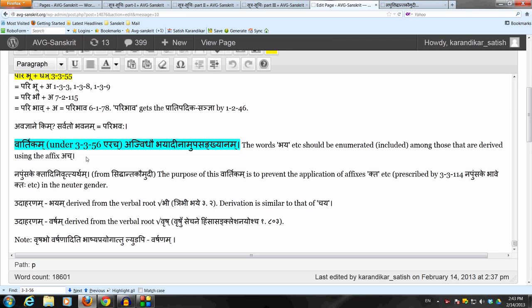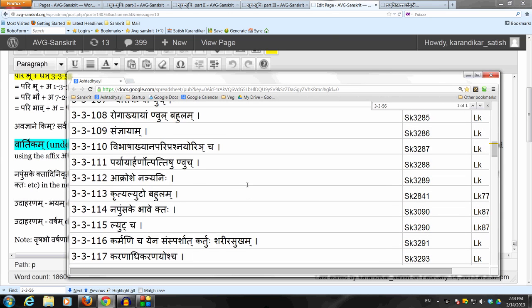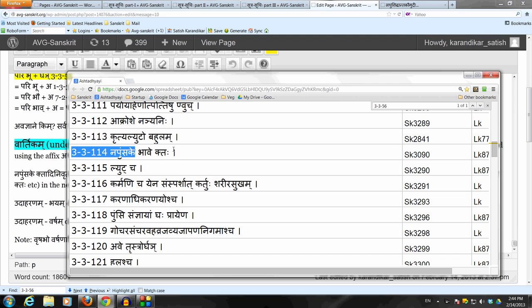Now why do we need this Vartikam? What is the purpose of this Vartikam? Siddhanta Kaumudi says Napumsake ktadi nivrityartham. What this means is that we will soon be studying the Sutram 3.3.114 Napumsake bhave ktaha. This Sutram prescribes the affix kta to create neuter nouns, and this affix is used bhave, which means to denote the sense of the verbal root as having attained to a completed state.